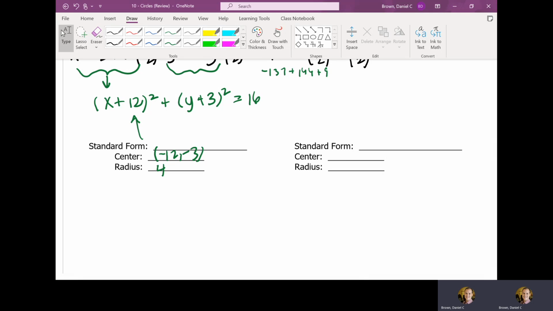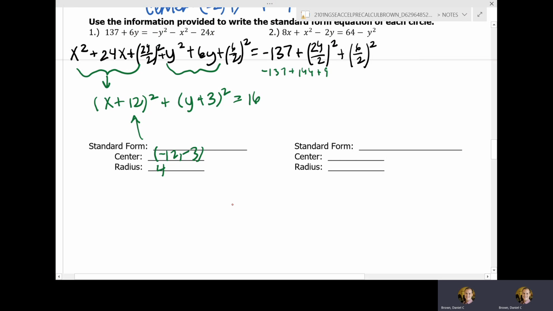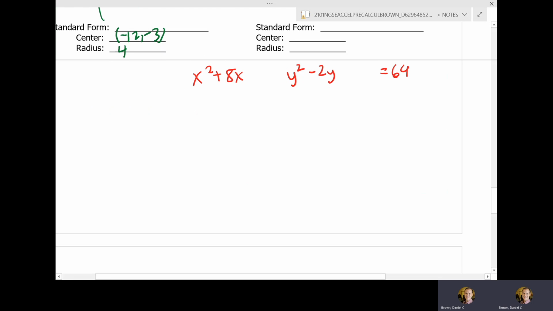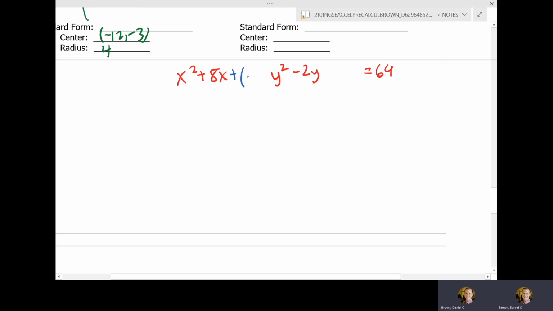For the second one, I'm going to work below just so I have a little bit more space. I have the x squared plus the 8x, leaving a gap. Y squared minus 2y, leaving a gap, equal to 64. And then I can go ahead and complete the square. So plus 8 over 2 squared plus negative 2 over 2 squared, making sure I keep my equation balanced.